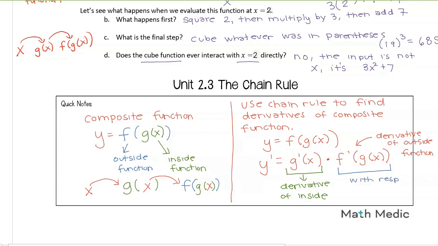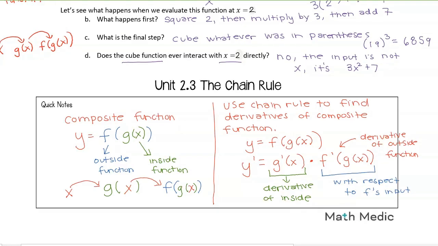with respect to f's input. Now, since these two terms are being multiplied, you can do them in either order. The next two examples I'm going to show you, I do the derivative of the outside first, then multiply by the derivative of the inside. It doesn't matter which order you do it in because we're multiplying. The choice is up to you how you want to do it.